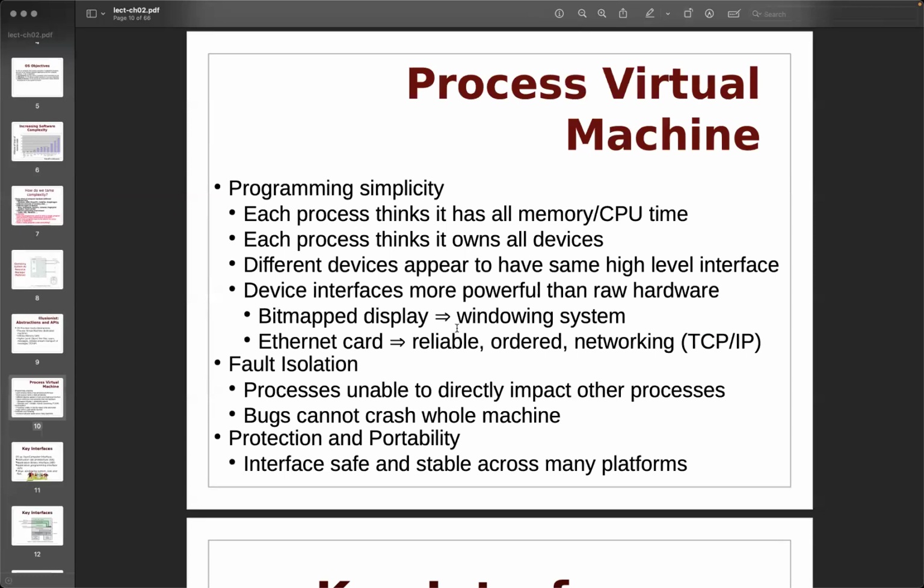And for programming simplicity, each process just thinks, okay, we have all the memory and CPU time. And all the processes are connected to all the devices. So all the different devices will appear to have the same high level interface. And device interfaces are more powerful than the raw hardware.